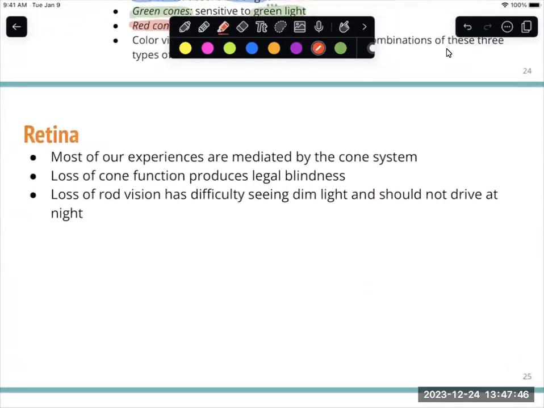So most of what we see goes through cones. If you lose cone function, it actually gives legal blindness. The loss of rods just means you have difficulty seeing in dim light, and these people should not be driving at night.